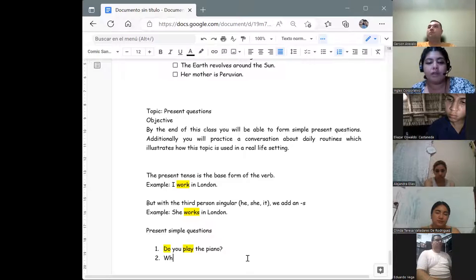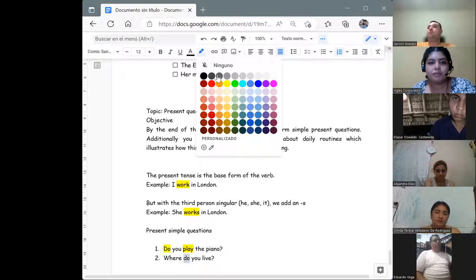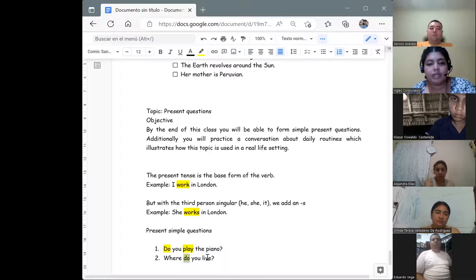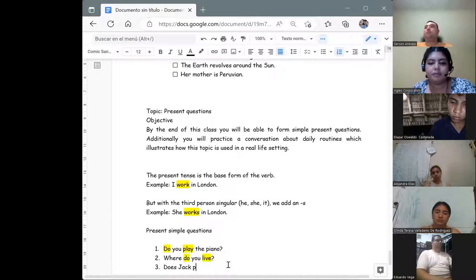Number two, where do you live? Aquí estamos agregando las WH words. Where do you live? ¿Dónde vives? Where do you live. Number three, does Jack play football? We have the auxiliary and we have the verb.